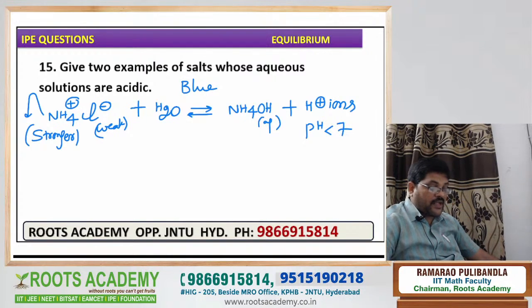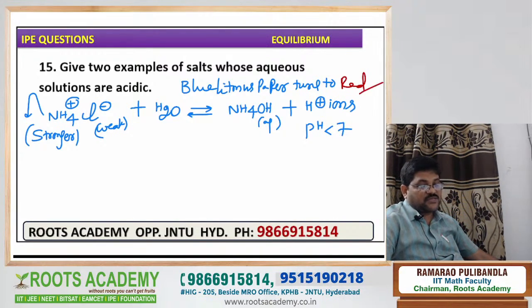And one more evidence is what? In the aqueous solution of ammonium chloride, the blue litmus paper turns to what? The blue litmus paper turns to red color. Tell me what color? Red color. Simple explanation. Understood what I am saying, students?